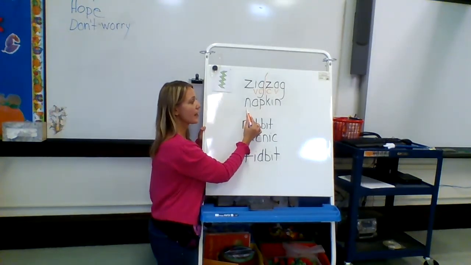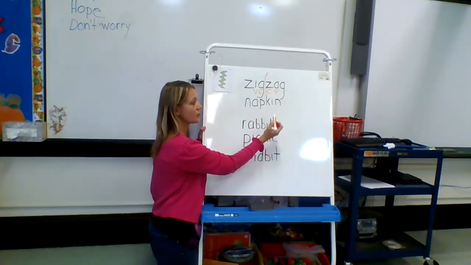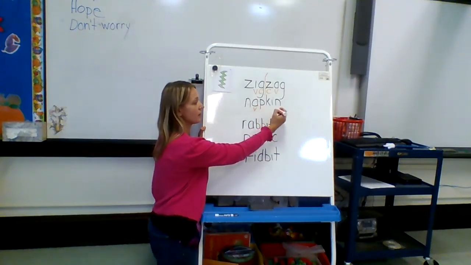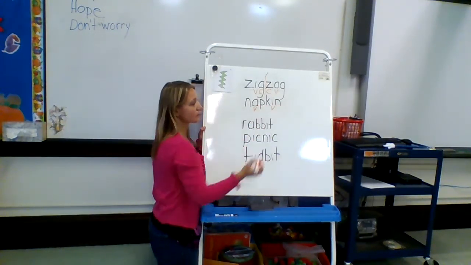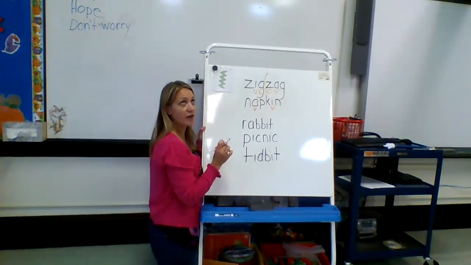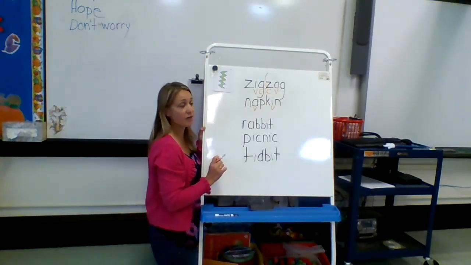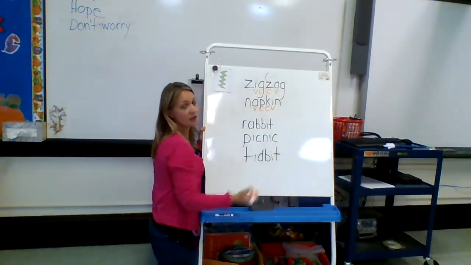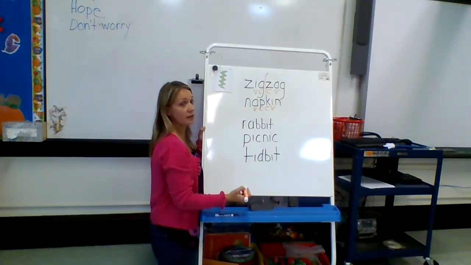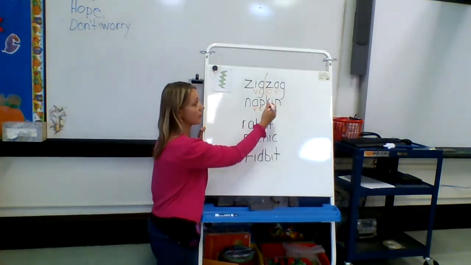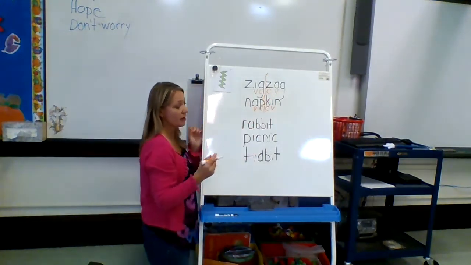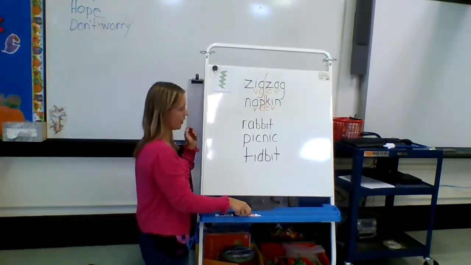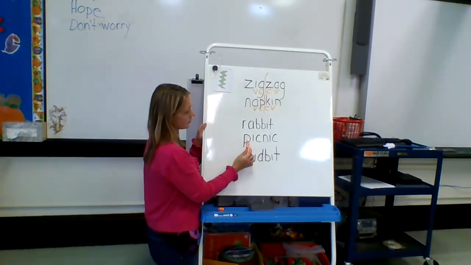Let's take a look at another example. Here we have napkin. So first I'm going to find my vowels. So I have an A here and an I. Now I'm going to see if I have one or two consonants between my vowels. And I have a P and a K, so I'm going to divide napkin into syllables right between those two consonants, between the P and the K. And we can clap that out as well. Napkin.